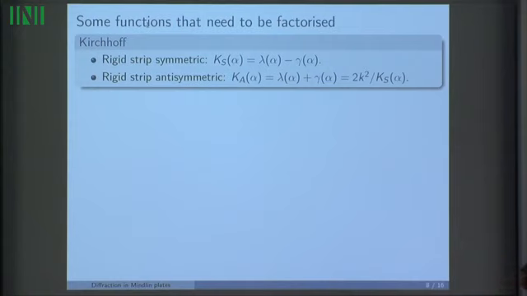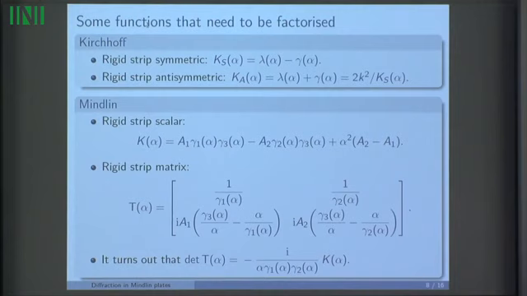These are the kernels for the rigid strip from Norris and Wang's paper. The symmetric kernel is a difference of these two square root functions, and the anti-symmetric kernel is a sum. But if you just multiply the two together, you find you just get a constant. So in fact, if you can factorize the symmetric kernel, then you can automatically factorize the anti-symmetric one. So there's only one to do for each of the crack and rigid strip problems. Once you've done one, you've done them both.